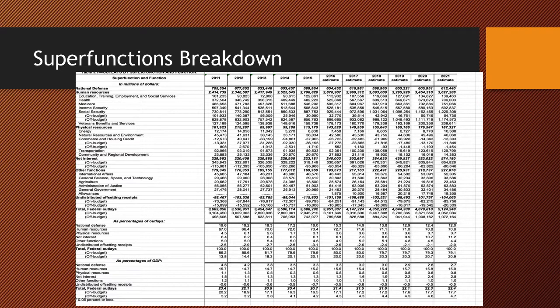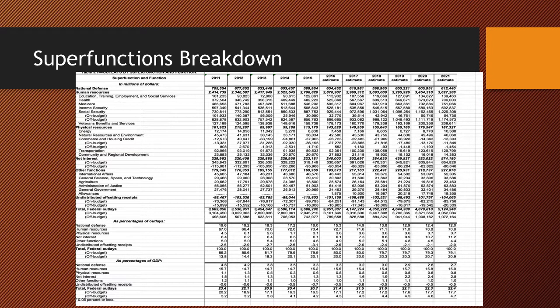So we have national defense, which is a superfunction, human resources, which is a superfunction, and physical resources, which is another superfunction. Then we have other functions and other things like interest and other outlay type categories. But going back up to human resources, for example, you'll notice that it has subcategories: education, training, employment, and social services, health, Medicare, income security, Social Security, on and off budget, and veterans benefits. All of those are functions within the superfunction of human resources.